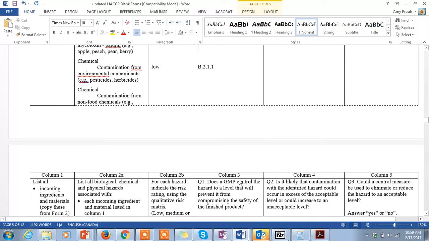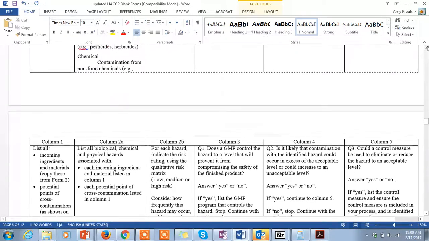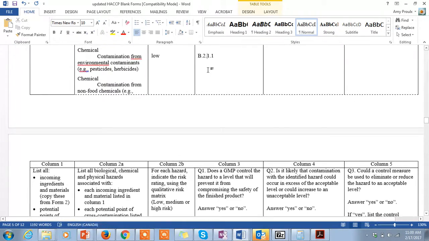Oops. Next one is contamination from non-food chemicals. So you could argue that is an issue with the supplier, but it could also be an issue with the chemicals that you are storing, so a B section, or it could be relevant to your sanitation program to make sure that sanitation is done completely and there are no residual chemicals.